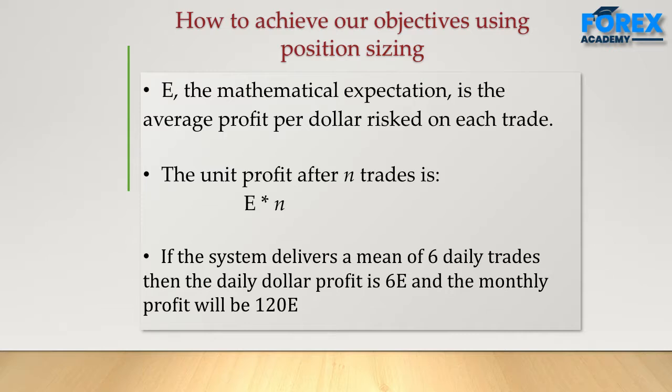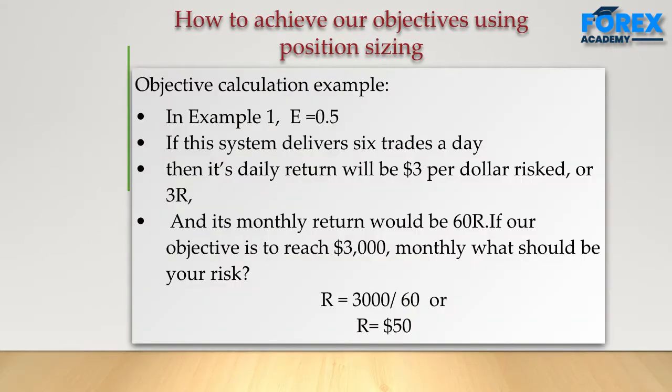Therefore, knowing the expectancy of your system allows you to compute how much risk you need to reach your monthly objectives. As an objectives calculation example, let's use the game of case 1, and assume that this system delivers a mean of 6 trades per day. We know that this game's E is $0.50, so its daily returns will be $3 per dollar risked, or 3R, and its monthly return would be 60R.